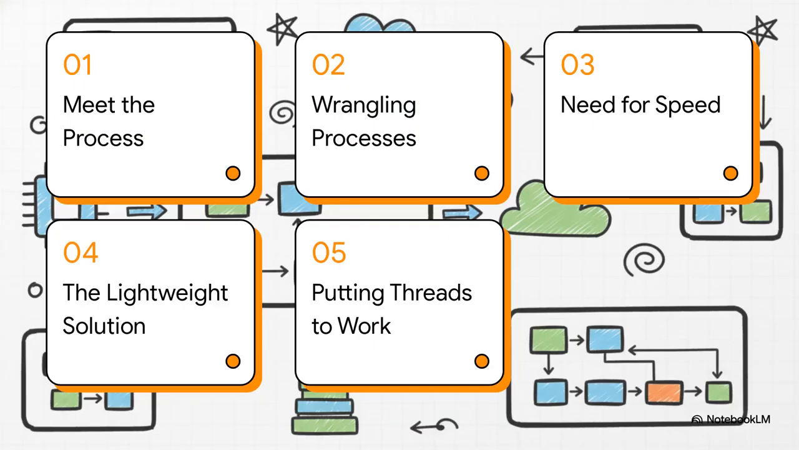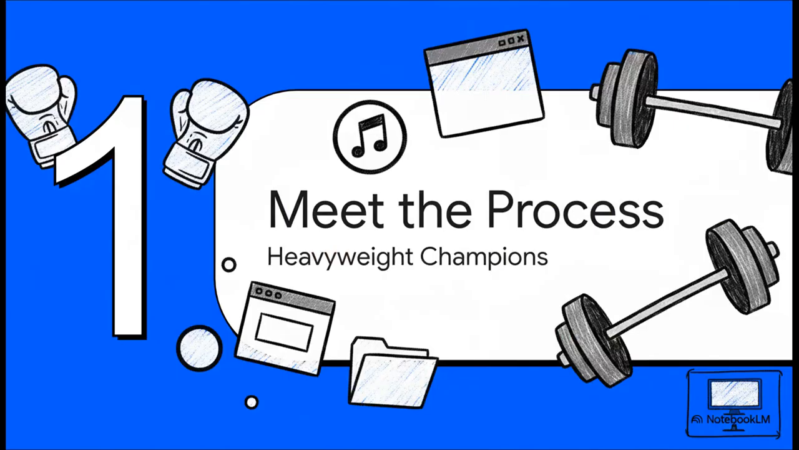Here's our game plan. First, we're going to meet the foundational unit, the process. Then we'll see how you can actually take control and wrangle them yourself from the command line. After that, we'll look at why processes kind of hit a performance wall, which leads us straight to our main event, the super lightweight and efficient thread. And finally, we'll see how developers put it all to work to build the fast, responsive apps we use every day. All right, first up, let's meet the heavyweight champions of computing, processes.